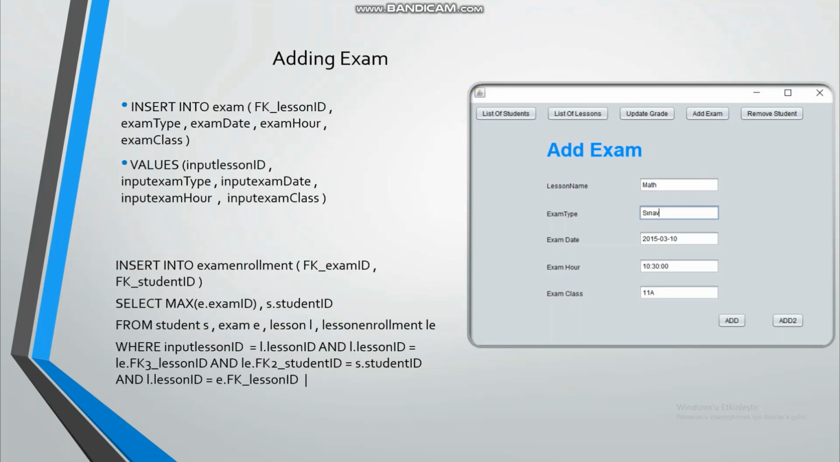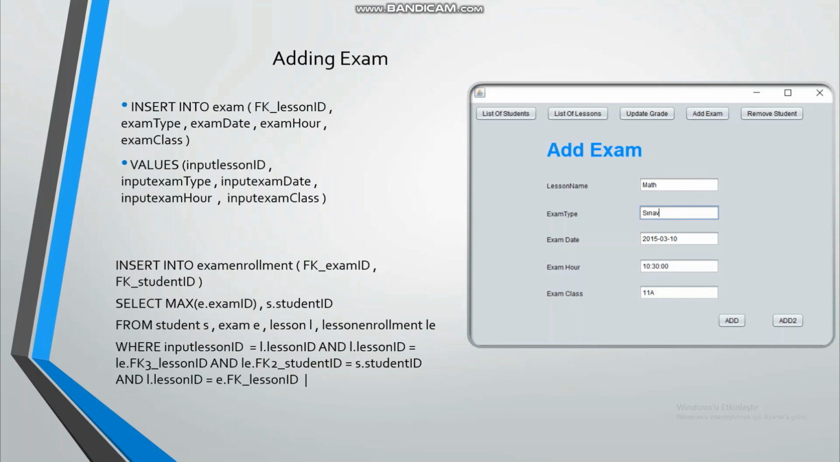This is our adding exam page. In this page, teachers can add an exam to lessons and all students who take that lesson. To do that, first teachers must enter the lesson ID of the selected lesson. Then teachers should define and type the exam's information like exam type, exam date, exam hour, and exam class. After that, there are two buttons that users can click. The clicking order is important. Teachers must click the Add button first and then they can click the Add To button. Otherwise, it will cause an error.